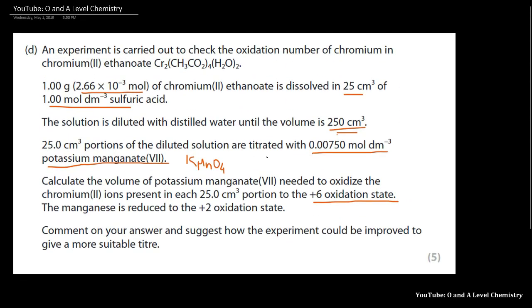So chromium 2+ is being oxidized to chromium +6. If you remember from AS, this is chromium 2+. If you oxidize it, it will lose electrons and become chromium 3+. And if you oxidize chromium 3+ further, chromium doesn't exist as Cr6+ alone. It's going to exist as a dichromate ion, which looks like this: Cr2O7 2-.